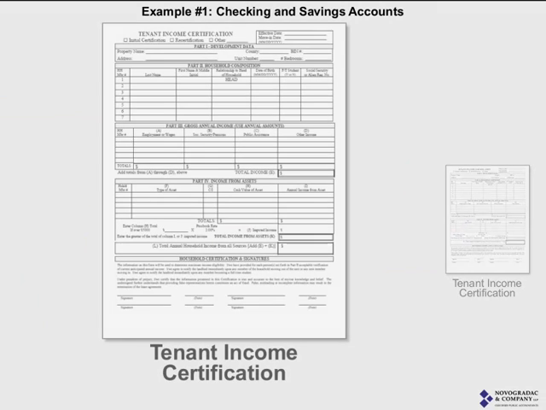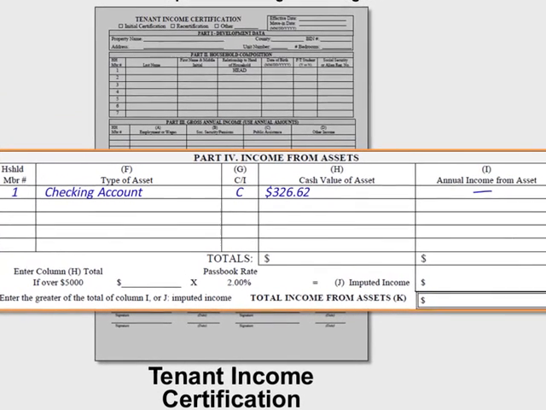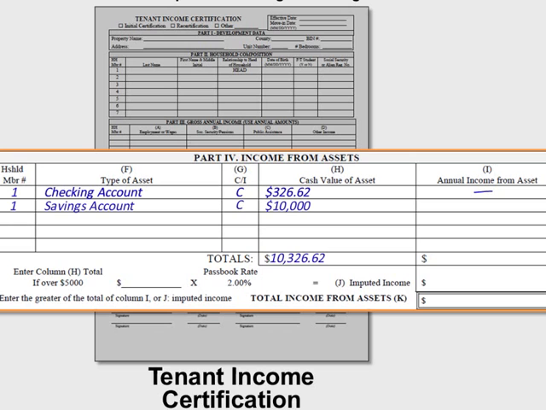So on the tenant income certification, if we zoom into Part 4, the checking account cash value, as it indicated in the HUD handbook, should be the average 6-month balance. So we're listing here the $326.62 as the cash value for checking accounts. The savings account was verified at $10,000 for the cash value. The annual income would be the $10,000 times 0.5%, or $50.